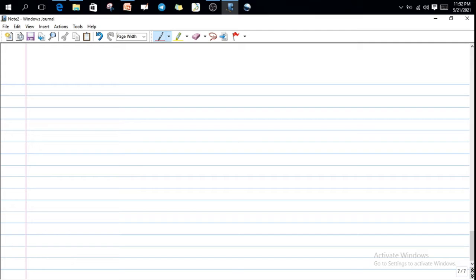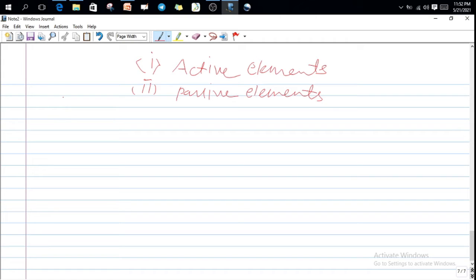and passive elements. Today our topic is active elements and the second one is passive elements. Active and passive elements. First of all, I would like to define the active elements. What are the active elements in electrical and electronics?